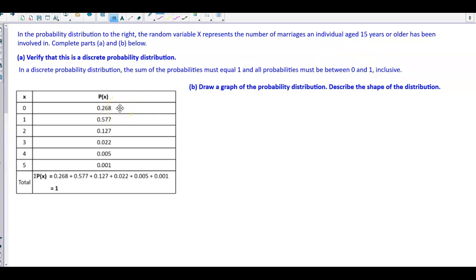Now, because we know that all the probabilities are between 0 and 1, we want to determine whether the sum of the probabilities equals 1. When we add each probability, we get a total of 1. So far, we have determined that it satisfies the discrete probability distribution.